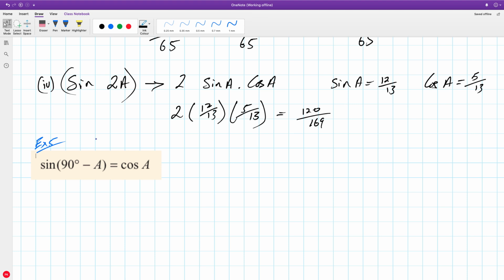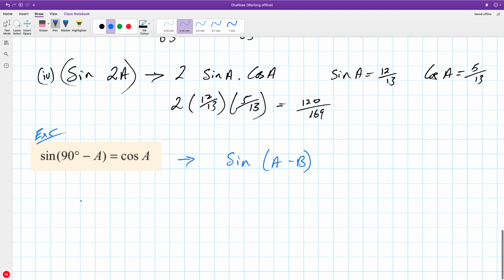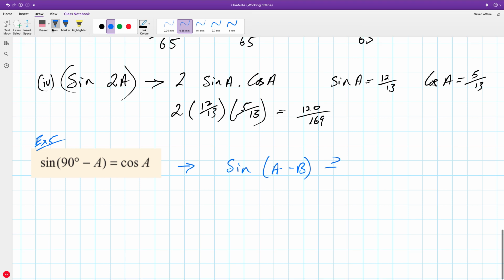So once again, using our compound angle formulas, this is a sine of A minus B. So I'll do this one as an example. What is the sine of A minus B formula? Sine A cos B minus cos A sine B, yeah?